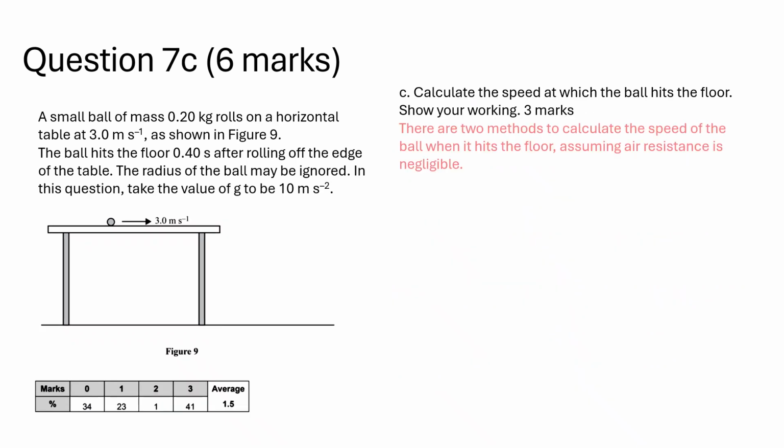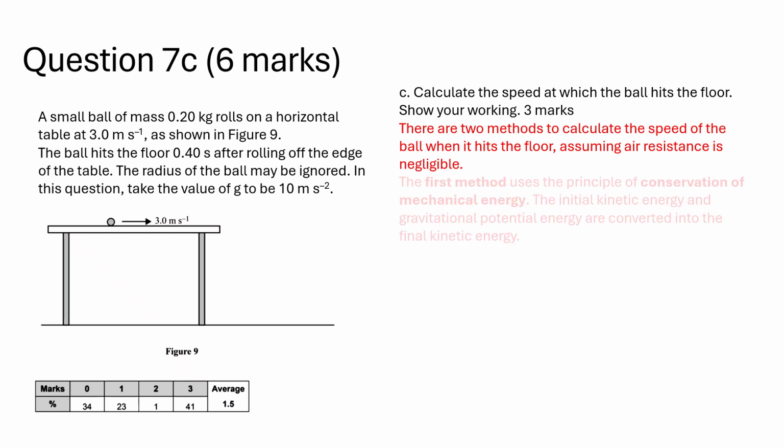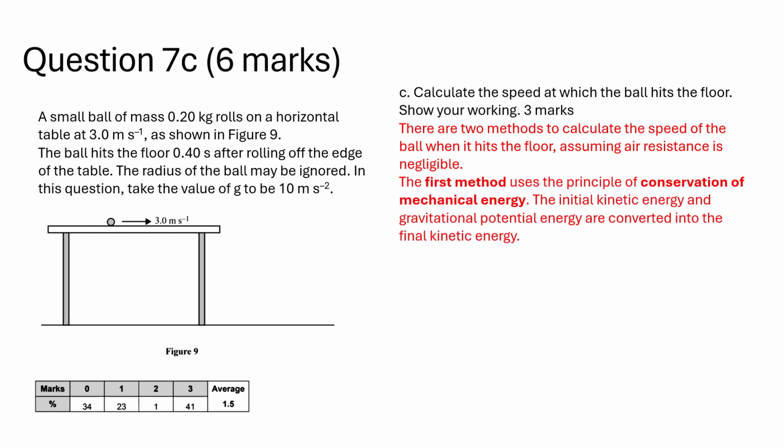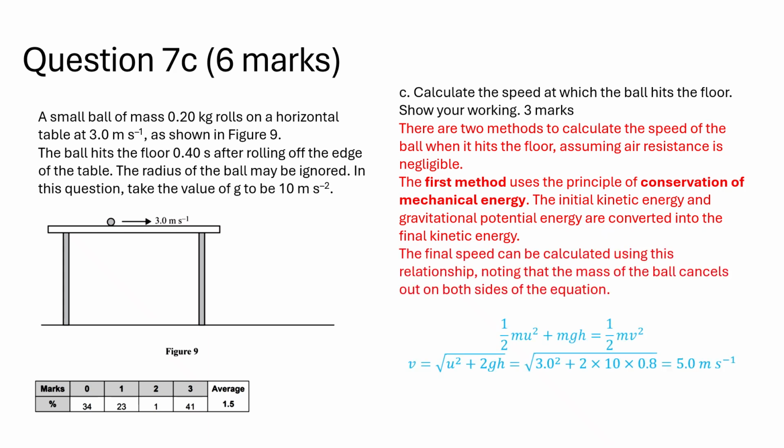There are two methods to calculate the speed of the ball when it hits the floor, assuming air resistance is negligible. The first method uses the principle of conservation of mechanical energy. The initial kinetic energy and gravitational potential energy are converted into the final kinetic energy. The final speed can be calculated using this relationship, noting that the mass of the ball cancels out on both sides of the equation.